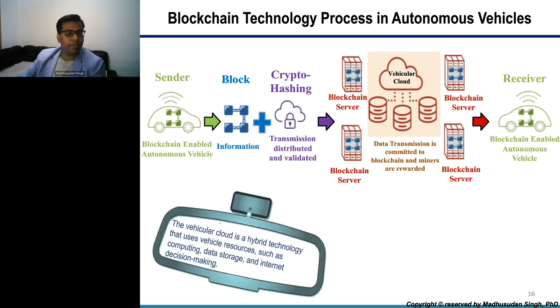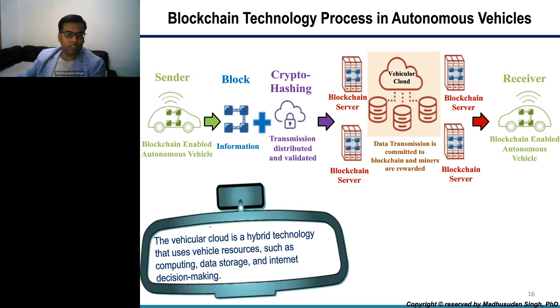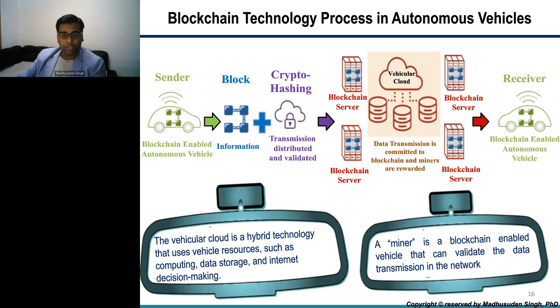Here, the vehicular cloud is a hybrid technology that uses the vehicle resources such as computing, data storage, and internet decision making. Second, we have the miner. A miner is a blockchain-enabled vehicle that can validate the data transmission in the network. So this is the simple process of how it works.